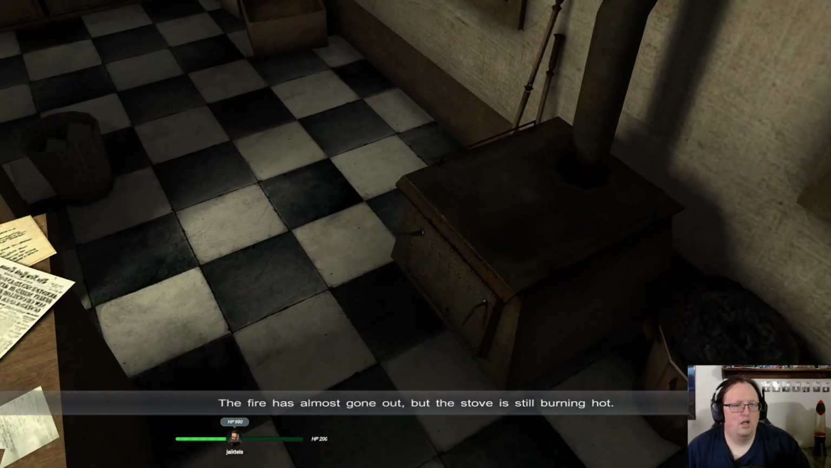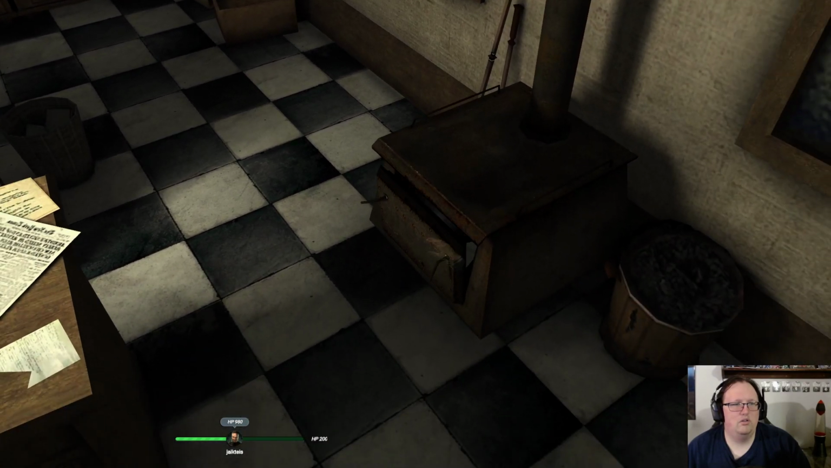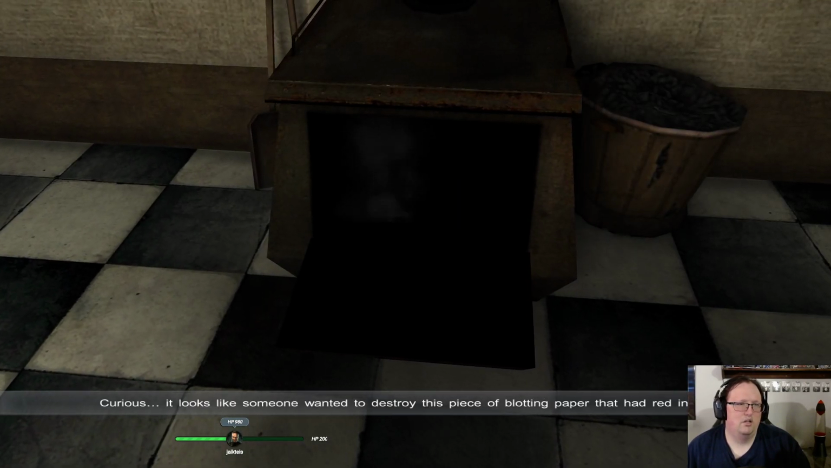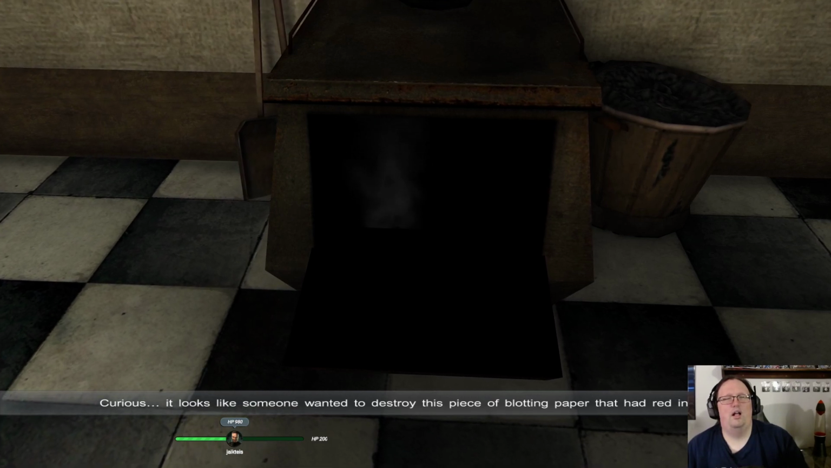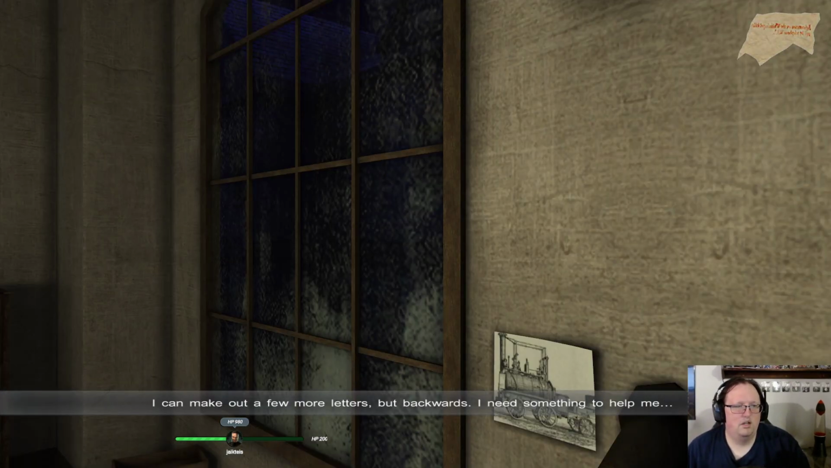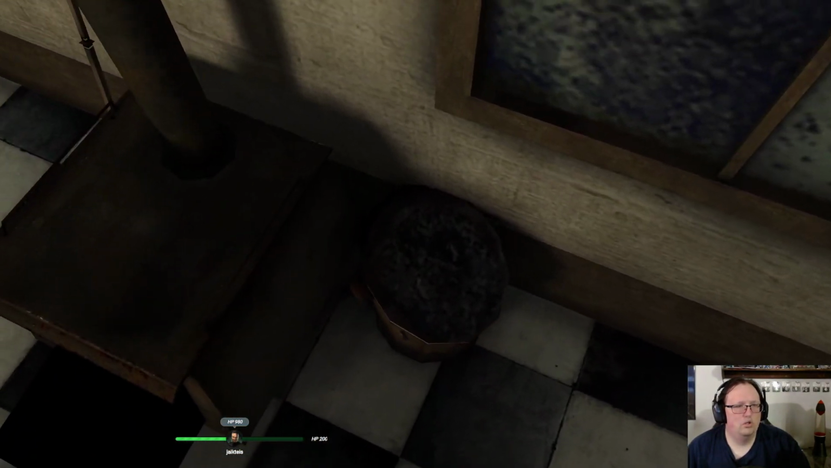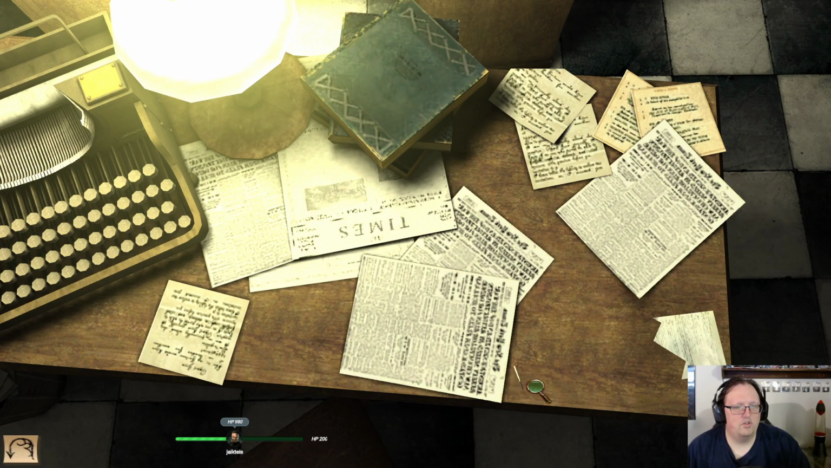The fire has almost gone out. Bulling recently used the stove. Okay, I get it. He used the stove. Aha! A torn piece of blotting paper. Curious. It looks like someone wanted to destroy this piece of blotting paper that had red ink on it. I can make out a few more letters, but backwards. I need something to help me. No. Coal? Match. A charred match. No?